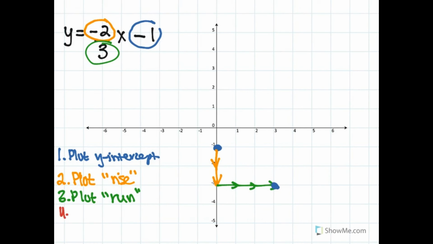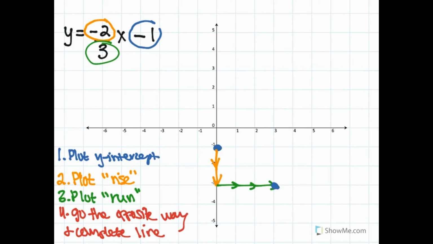And then lastly, we're going to go the opposite way and complete the line. Since we first went down, we're going to go up 2 units. And because we went right, we're going to go left 3 units, and we're going to put our point. Now that we have our 3 points, we can complete our line. And there you have it.